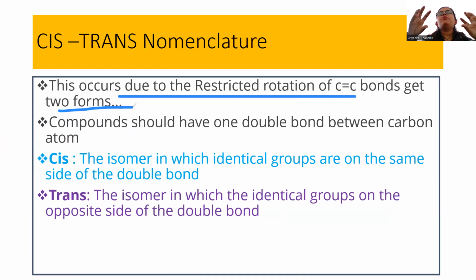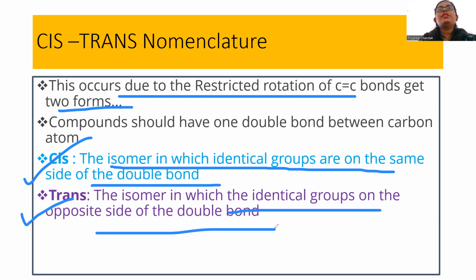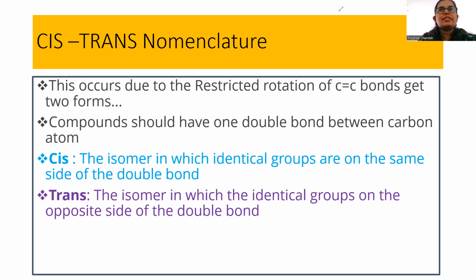If the same groups are on the one side of the double bond, it is known as cis. If they are on the opposite side of the double bond, it is known as trans. So the isomer in which identical groups are on the same side of the double bond is known as cis. The isomer in which the identical groups are on opposite sides of the double bond is known as trans. This is very important. Now we'll shift to the next.